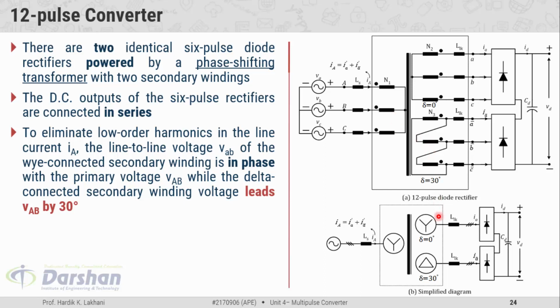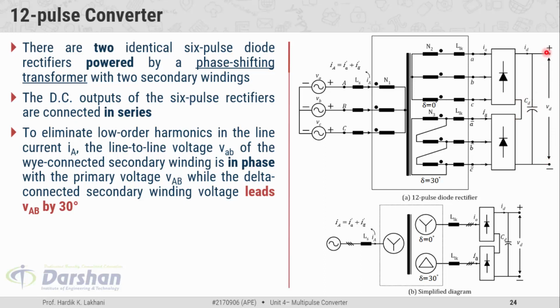Figure B shows the simplified diagram of the 12 pulse diode rectifier based multipulse converter. As I said earlier, the DC outputs of the 6 pulse rectifiers are connected in series: output of the first rectifier and output of the second rectifier. You can see that these 2 rectifiers are connected in series and the output is taken between these 2 terminals.